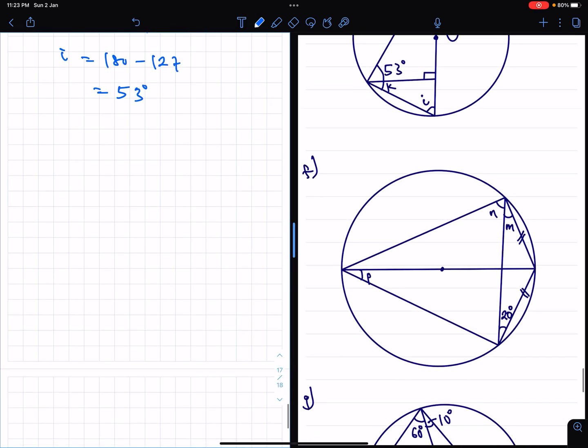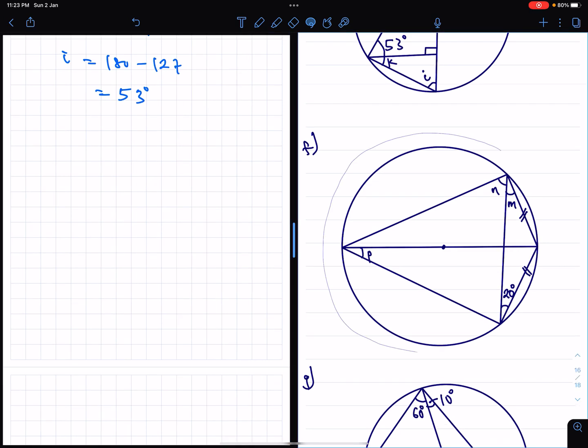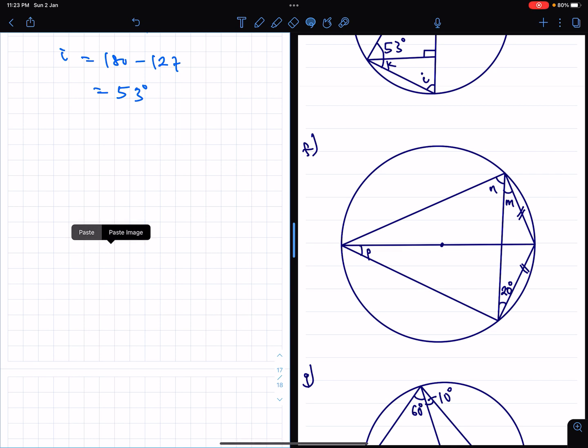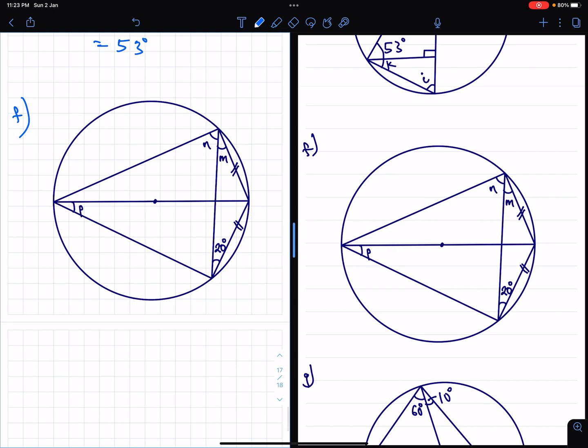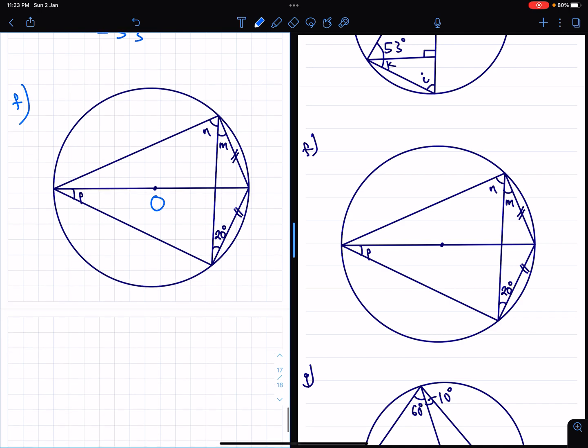Now to the next very quickly. Question F. Let me put that here. This is F. Now, where do we go from here? Of course, this is center O. O is the center wherever it is given. Now, let's see what's the first thing to do here.